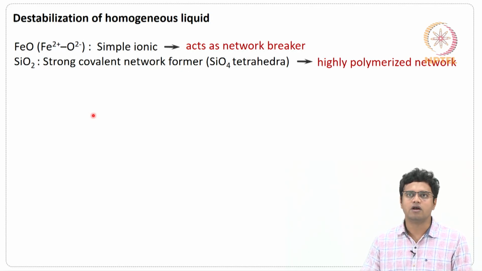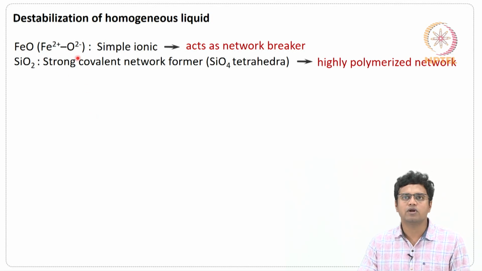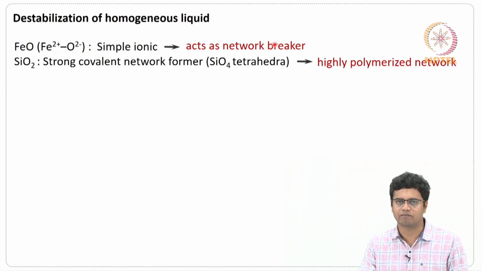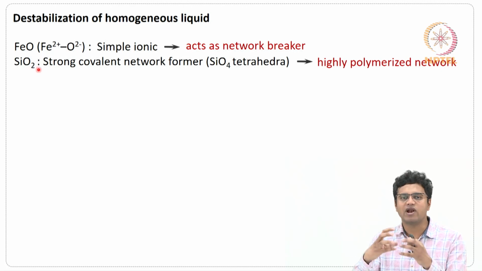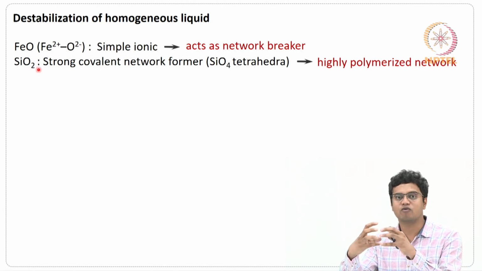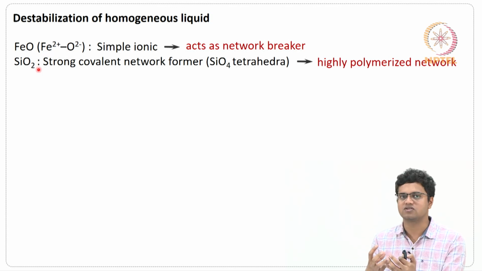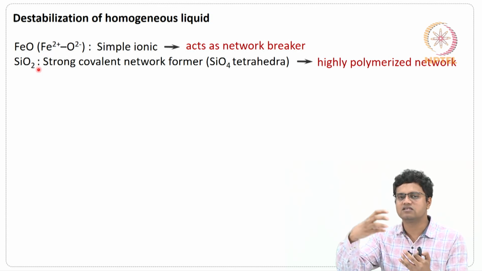Now FeO is a simple ionic structure. Fe2+ is there, O2- is there. It acts as a network breaker. I'll tell you what a network breaker is. Now SiO2 is a strong covalent network, a network of SiO4 polyhedra. Understand? This is a polymeric chain.